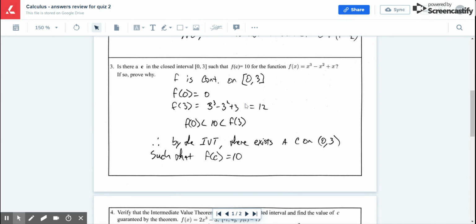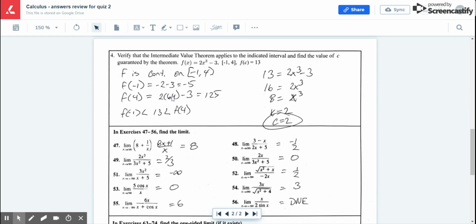10 is between 0 and 12, so I need to show that. f of 0 is less than 10, which is less than f of 3. And then I'm writing my statement again. Again, the only two things that change are those two. So therefore, by the IVT, there exists a c on 0 to 3 such that f of c equals 10.